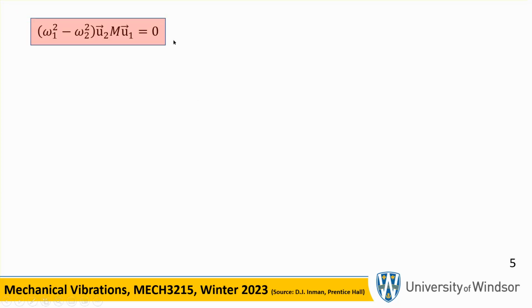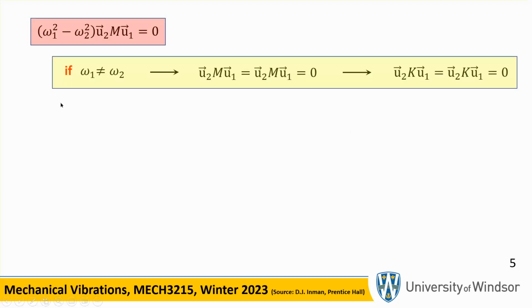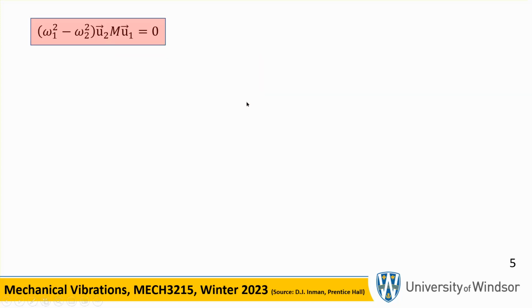Now, written here for your convenience, if these are not the same, then this must be 0. If these two frequencies are not the same, this is 0. U2 MU1, and this should be U1 MU2. For those of you who are watching this, what I really meant here is U1 MU2. And same thing here.